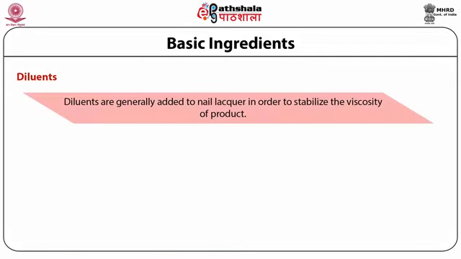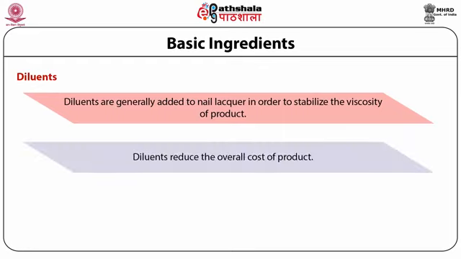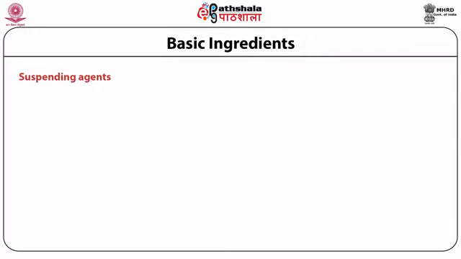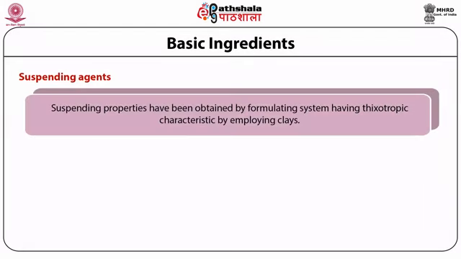Diluents. Diluents are generally added to nail lacquer in order to stabilize the viscosity of the product. Moreover, diluents reduce the overall cost of the product. Some common examples of diluents include ethyl alcohol, butyl alcohol, and isopropanol.